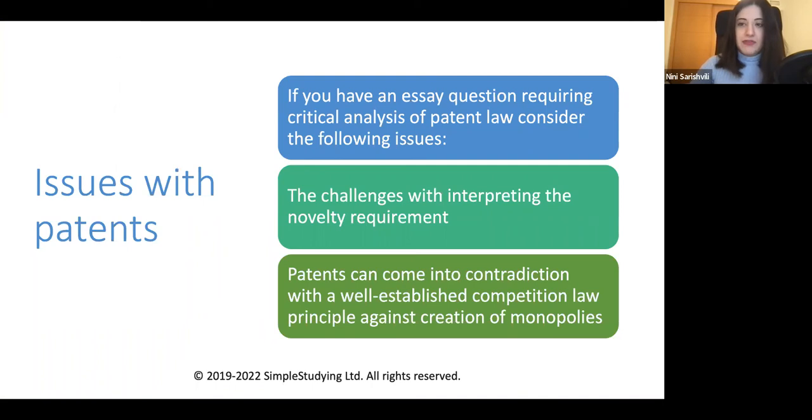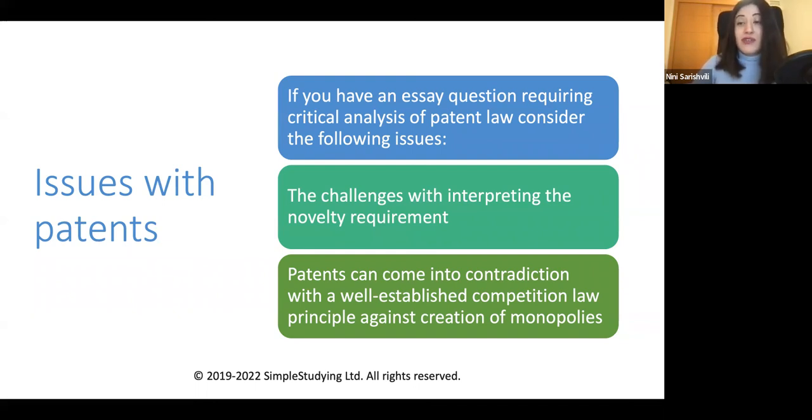Issues with patents. If you have an essay question on patents, there are several issues that you should consider. Most of the cases have challenges as to interpreting the novelty requirement. It's not easy to interpret what is obvious to a person skilled in the art, and many patents fail to satisfy this requirement. So this challenge of the patent law does need considerable discussion if you have an essay question on patents.